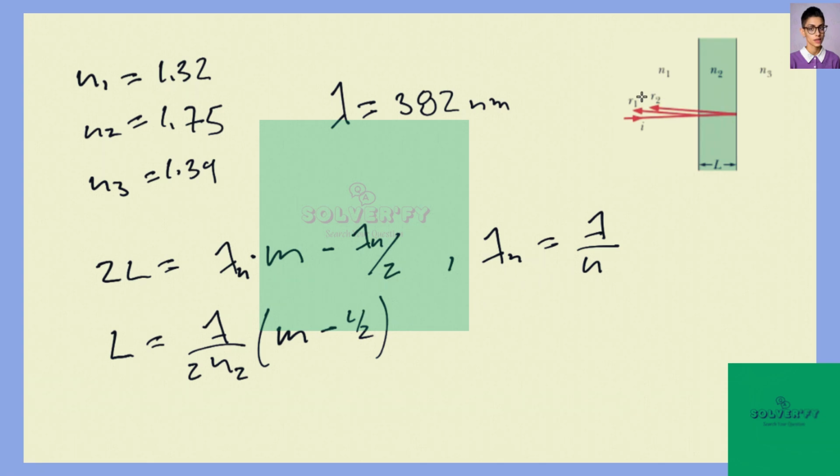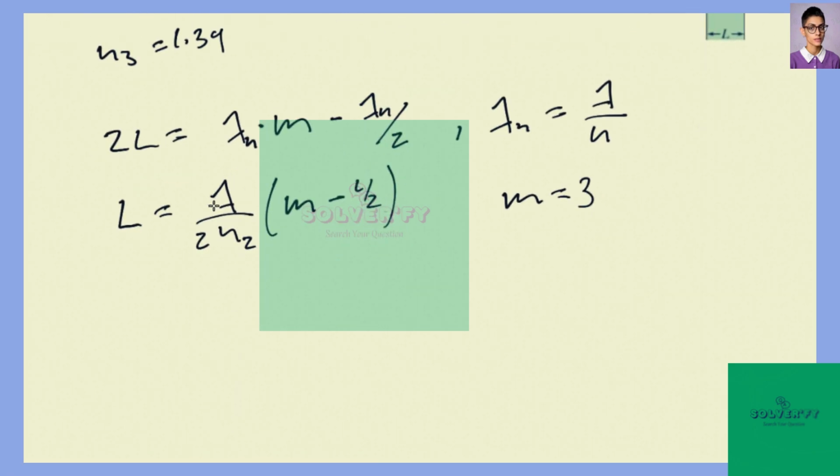And they want the third smallest thickness. Well, the first one would be setting m to 1. That's the smallest you can get. If you go below 1, you get negative, and that doesn't make sense. So we're starting counting m at 1. And so the second one would be m equals 2, and the third one is m equals 3. So we set m to 3, and plugging everything in, we can plug in lambda, m equals 3, and n2. We find that L equals 273 nanometers.